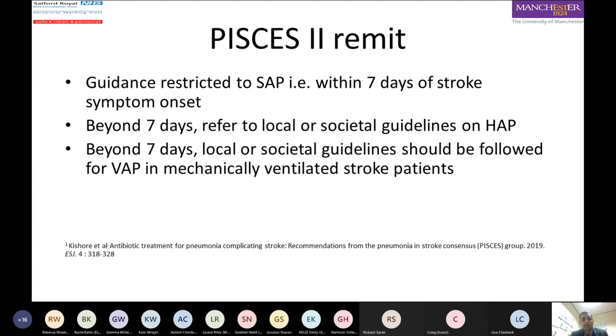And we thought that it's best that we consider that pneumonia occurring beyond 7 days should be referred to guidelines for HAP, or hospital-acquired pneumonia. Similarly, if the patient is ventilated beyond 7 days, clinicians should use guidelines for VAP.